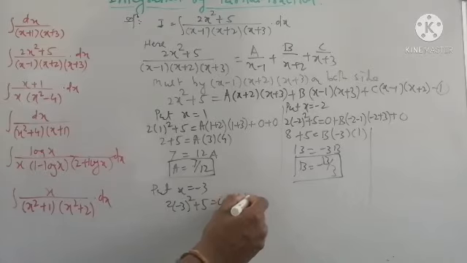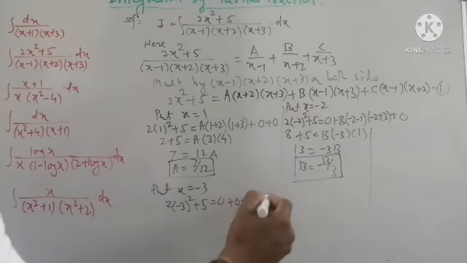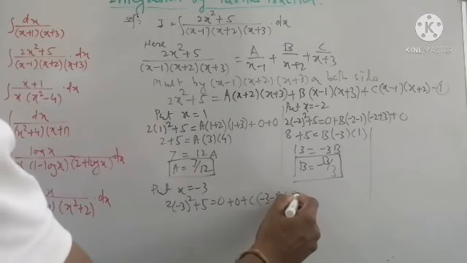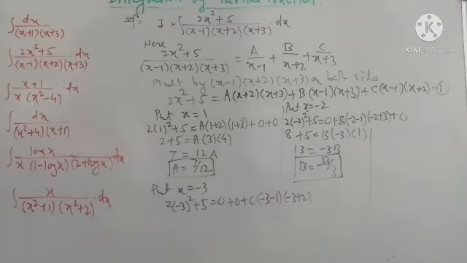The term of a will become 0, the term of b will become 0, and in the term of c into brackets we get minus 3 minus 1 in the first bracket, in the second bracket minus 3 plus 2. Now simplifying, minus 3 squared is 9, 9 into 2 is 18, plus 5, and in the term of c we simplify c into brackets: minus 3 minus 1 is minus 4, and minus 3 plus 2 is minus 1.